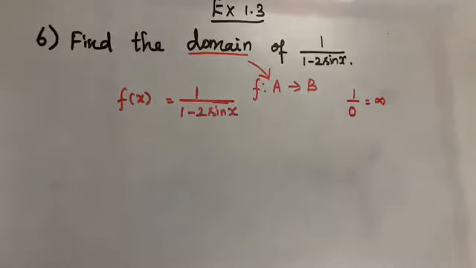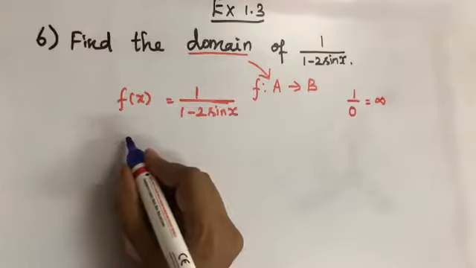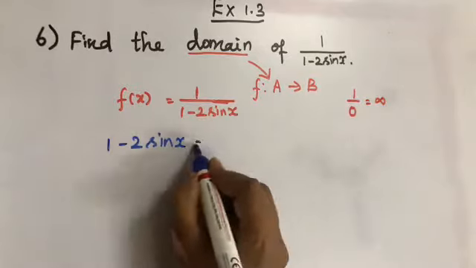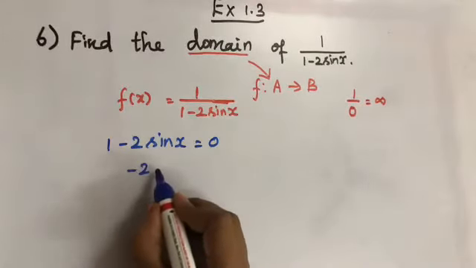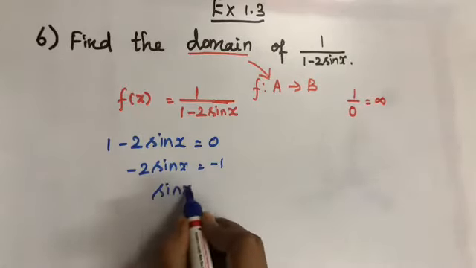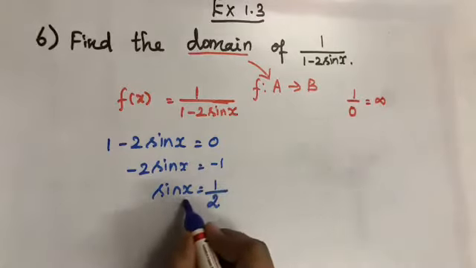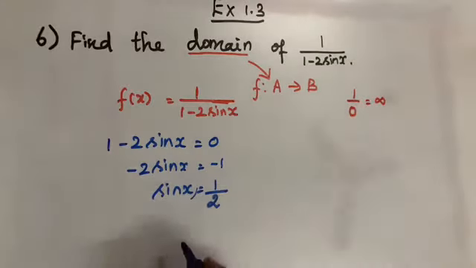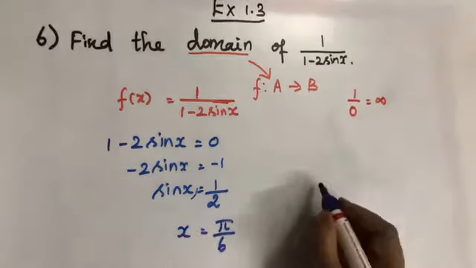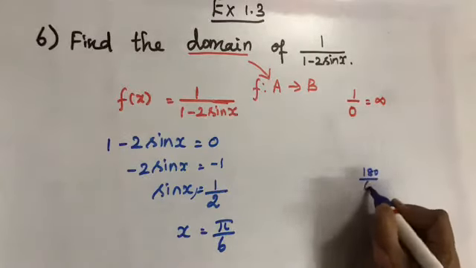So we have to remove that value. For that, first I am equating the denominator to 0. That is 1 minus 2 sin x is equal to 0. That is minus 2 sin x is equal to minus 1. So sin x is equal to 1 by 2. For which value of x is its sin value 1 by 2? That is x is equal to 30 degree, right? So we write the 30 degree as pi by 6 in radians. Pi is 180 and 180 divided by 6, what do you get?